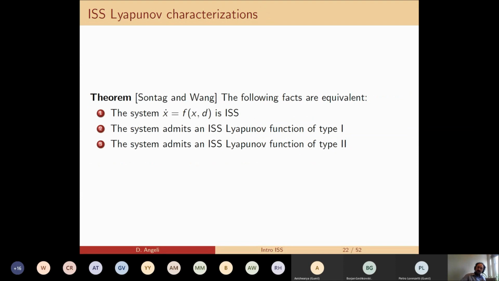So the interesting part is a theorem due to Professor Sontag and Professor Wang, who in fact introduced this concept, and I studied them for many years, that the following facts are equivalent. The fact that x dot equals f of x and d is input to state stable is equivalent to the fact that it admits an ISS Lyapunov function, let's say, of type 1, or an ISS Lyapunov function of type 2. So this is a result that really opens up the possibility of checking this stability property in actual examples without trying to integrate and find explicitly the system solutions.